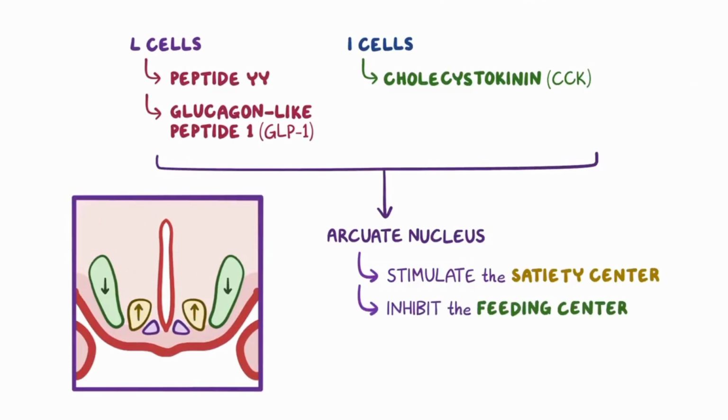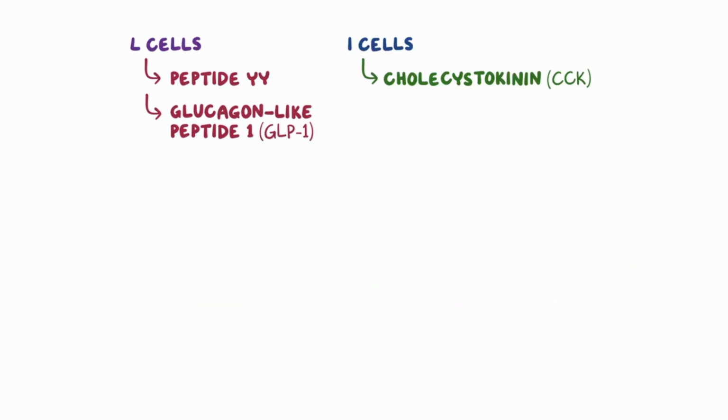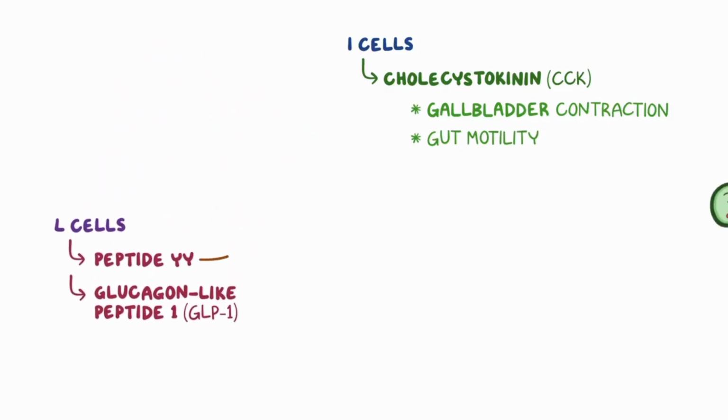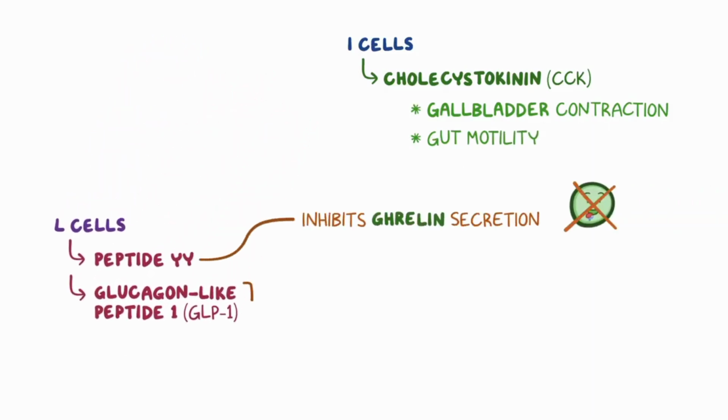In addition, these hormones also have other functions. For example, CCK triggers gallbladder contraction and gut motility. Peptide YY inhibits ghrelin secretion, and glucagon-like peptide increases insulin secretion from the pancreas.